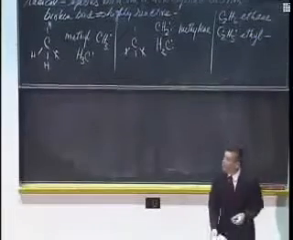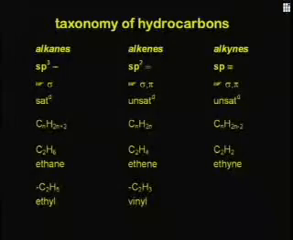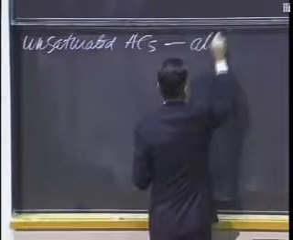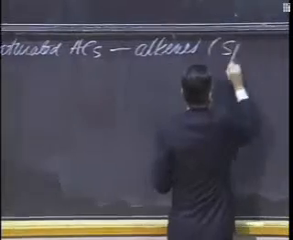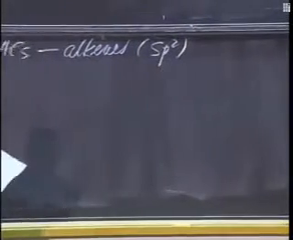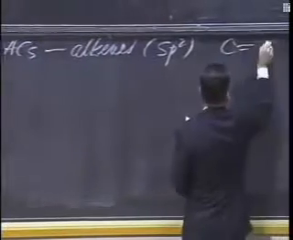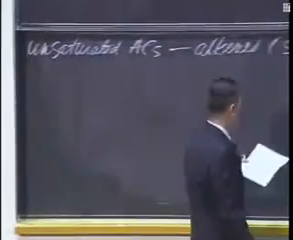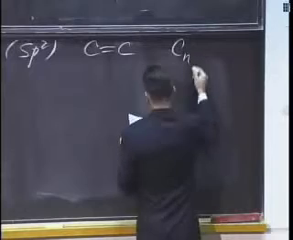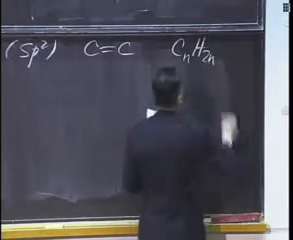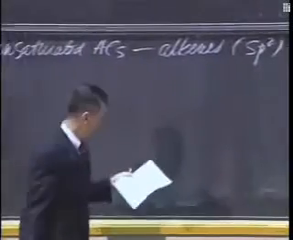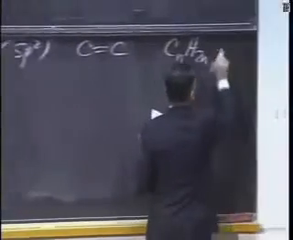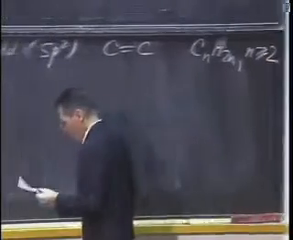So now let's go back and look at the next column. That's the alkenes. So now we're going to look at unsaturated hydrocarbons. And the first example is the alkenes. And these are characterized by sp2 hybridization. So that means at least in one place in the molecule, there's a carbon-carbon double bond. And if all we have is the one carbon-carbon double bond, it will give us the chemical formula CnH2n. And clearly, n must be greater than or equal to 2.